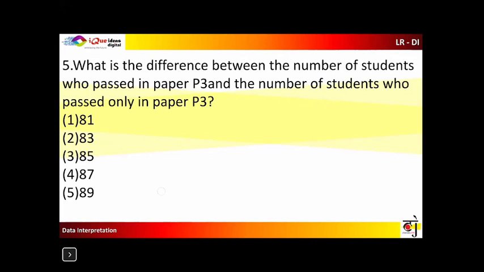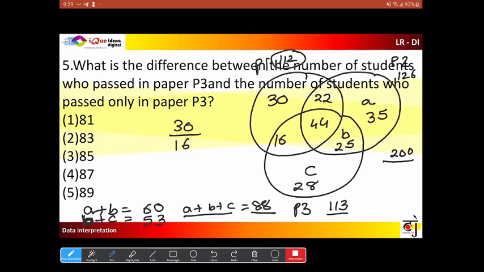And last, the difference between the number of students who passed in paper 3 and the number of students who passed only in paper 3. Passed in paper 3 is 113, only paper 3 is 28, so 85. Any doubts in this? So that's it, done for the session.